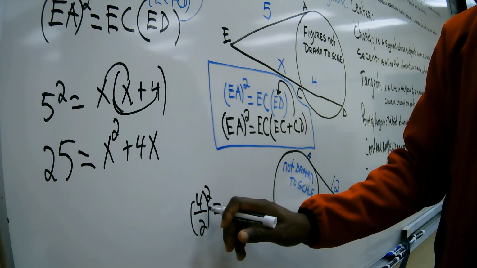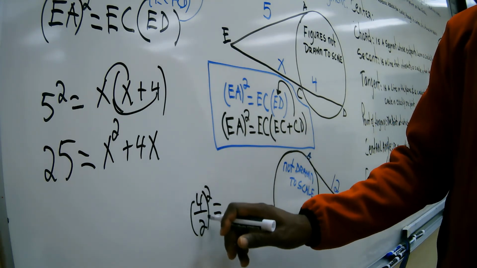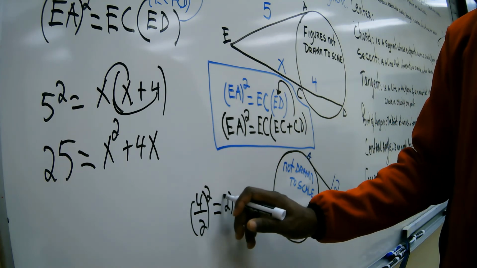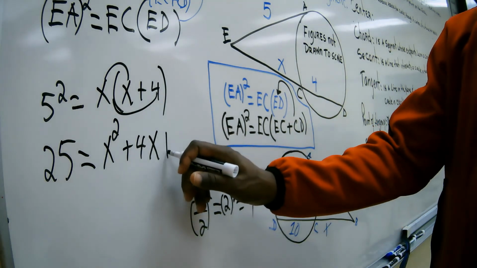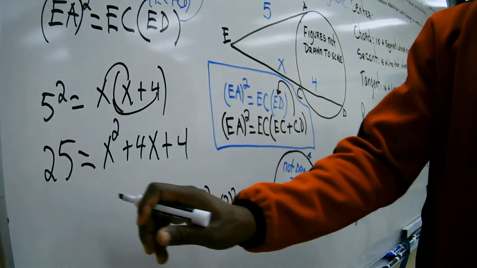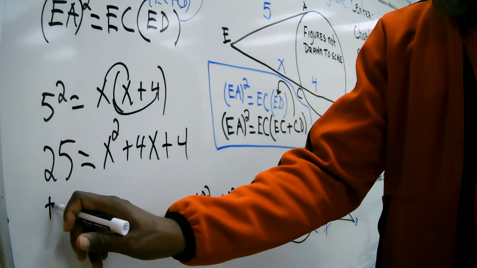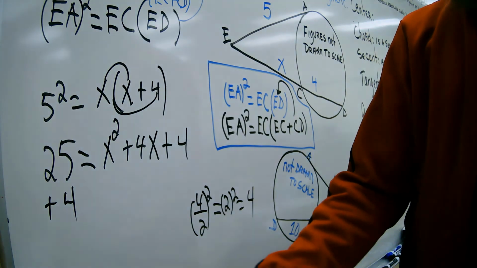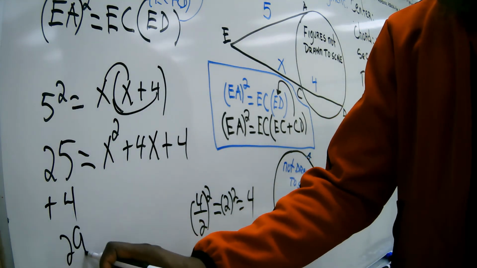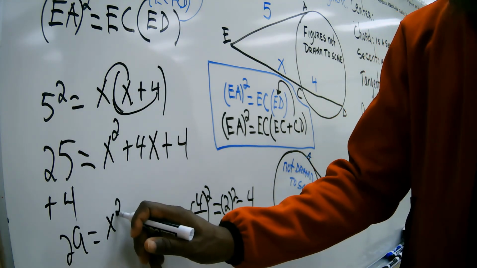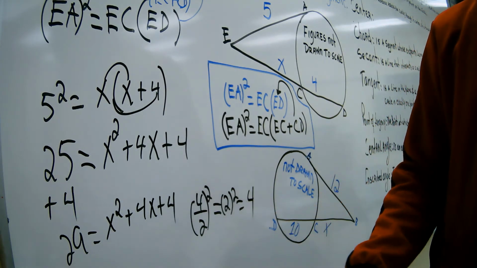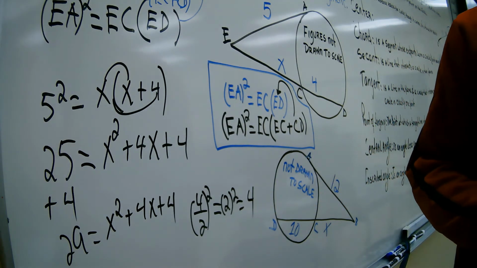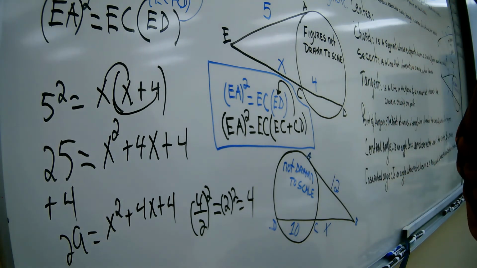If you take 4, you divide it by 2, it's 2. You take 2, you square it, and it's going to give you a perfect square trinomial. You add 4 on this side. If you add 4 on this side, you have to add 4 on that side. Therefore, you will have 29 is equal to x squared plus 4x plus 4. This becomes a perfect square trinomial. Now you're going to rewrite it as a binomial.